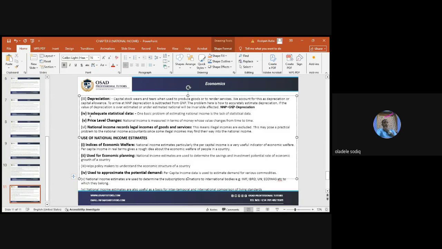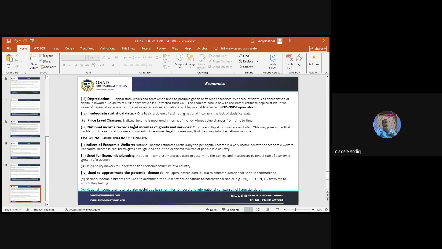Another problem is inadequate statistical data. We also have price level changes. National income is measured in terms of money, whose value changes from time to time. Then we also have the fact that national income records only legal goods and services. What are illegal items? Like drugs, items that are not government approved, that you are not allowed to buy and sell.